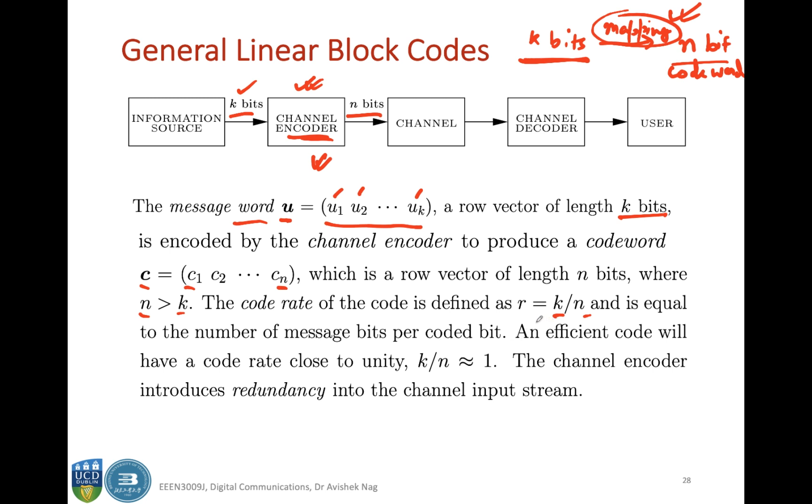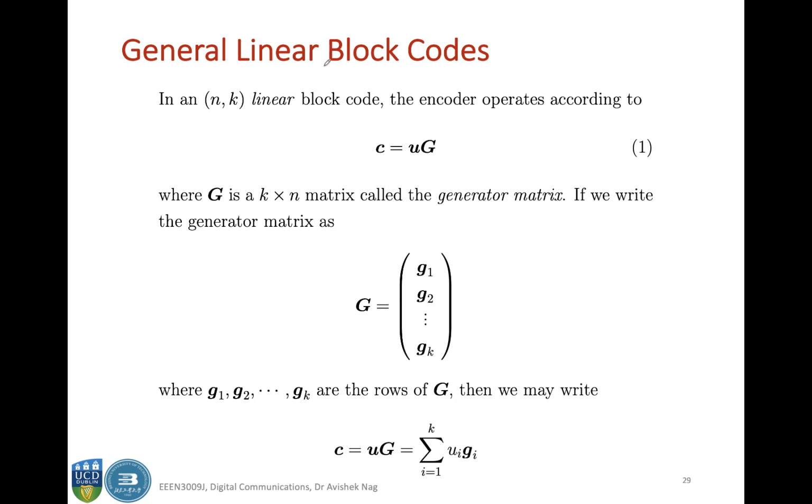These things we all know. We know what code rate and redundancy are, but the way of looking at this encoder is different here. So let's move on and define a matrix G such that when you multiply your input message with this matrix G, you obtain the code word C.